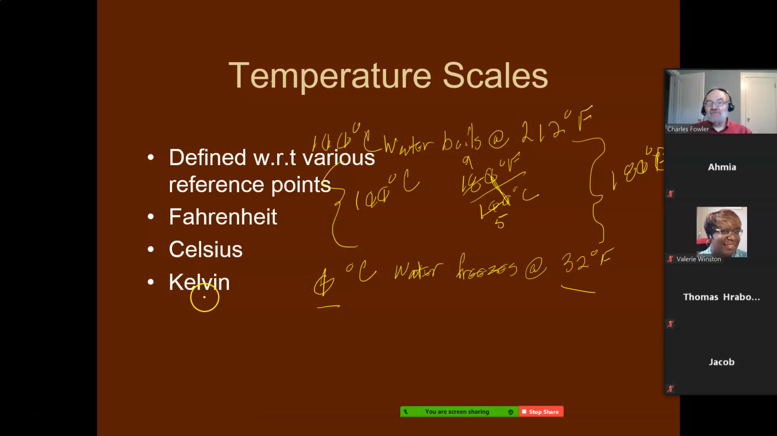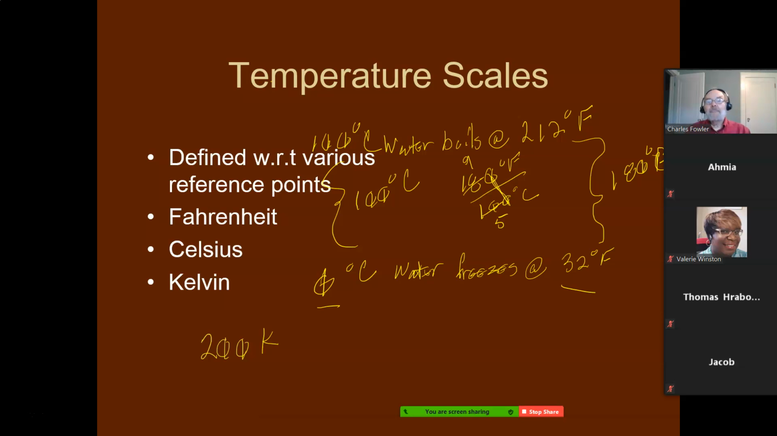Kelvin does not use a degree symbol. You just say some number K. Okay, 200 K. Here, degrees Celsius, degrees Fahrenheit, but never use degrees with Kelvin. It's whatever your number is, K.